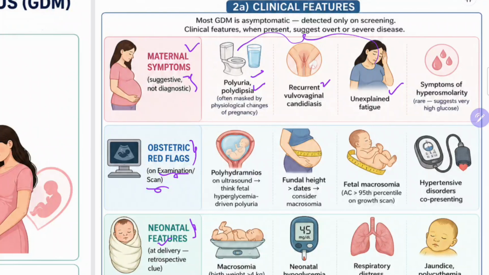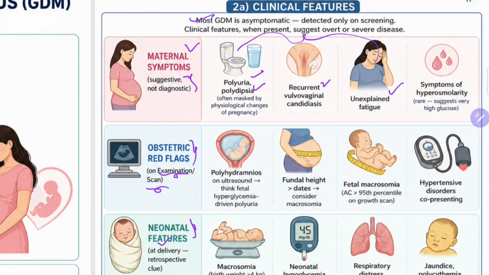Polyuria, polydipsia: you need to differentiate it from urinary tract infection, which is very common in pregnant ladies. Polyuria, polydipsia, unexplained fatigue. Again, UTI also causes unexplained fatigue. Recurrent vulvovaginal candidiasis: candidiasis is common during pregnancy, but if it is recurrent, then you should think of diabetes. So this we should remember.